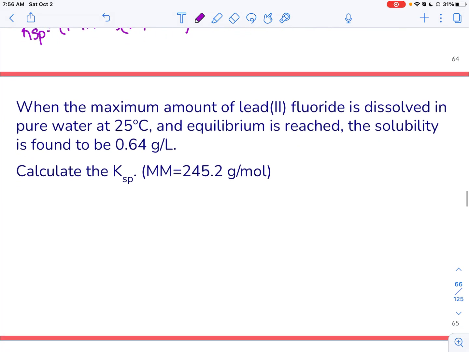Okay, I wanted to give one more type of question like this before we moved on to the other type of question. So if you would like to pause the video and try this one on your own, it's very similar to the one we just did. The main difference being that this gram solubility is given to us in grams per liter. So you don't have to divide by that 0.1 because it's not 100 mils here.